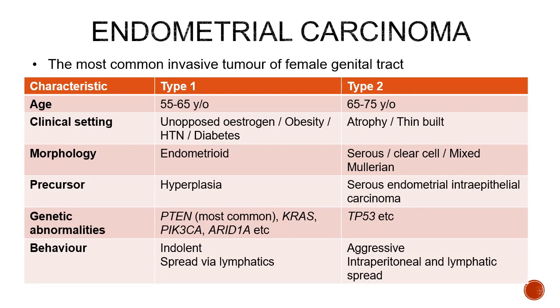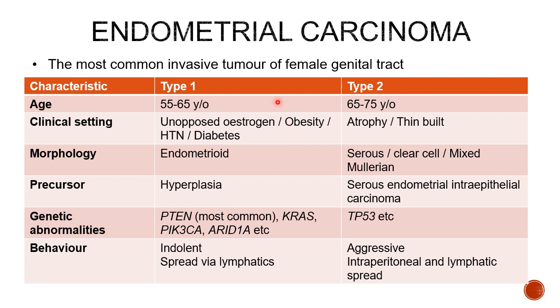This table summarizes the main features and differences between type 1 and type 2 endometrial carcinoma. So as you can see, in terms of the age and clinical setting, the morphology, precursor, genetic abnormalities and behavior, there are some differences between these two groups.